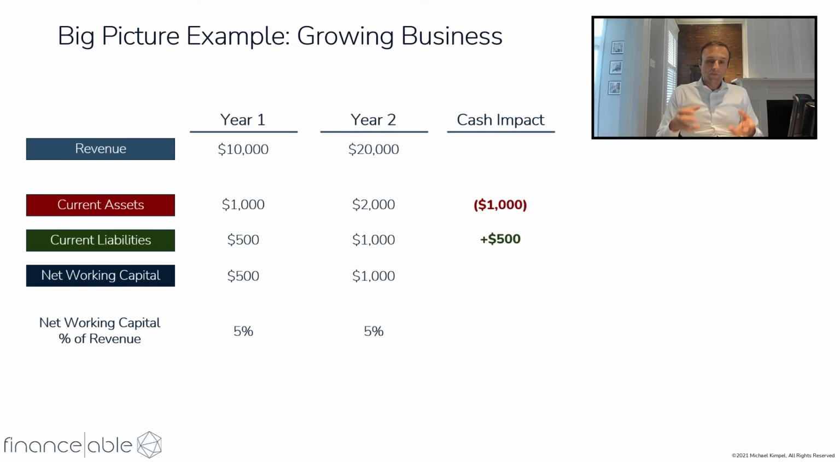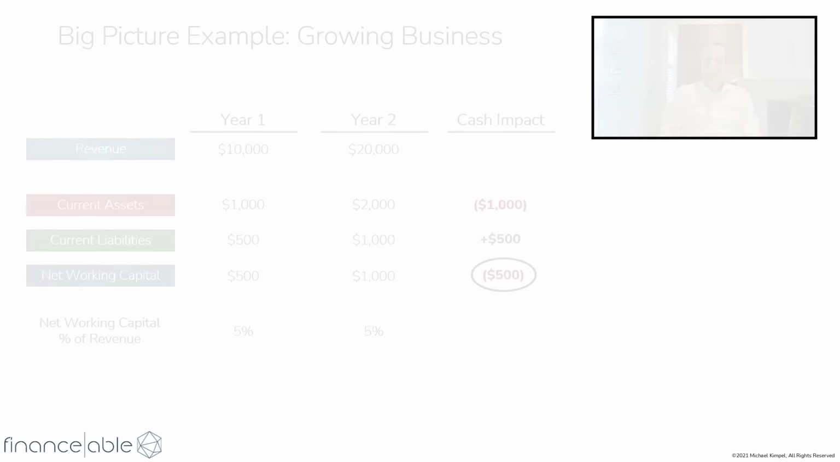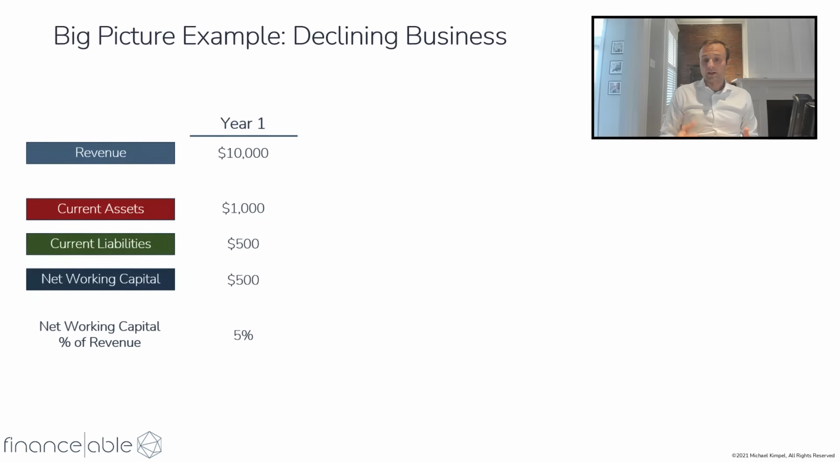So as a result, in total, net working capital increases from 500 to 1,000, which as you'd probably guess, is a net cash need of $500. So the 1,000 that we need for the assets, less the 500 that was generated from the liabilities. So the punchline with this is for positive working capital businesses, as they grow, they tend to need cash or use cash. Now let's look at the reverse scenario, a declining business.